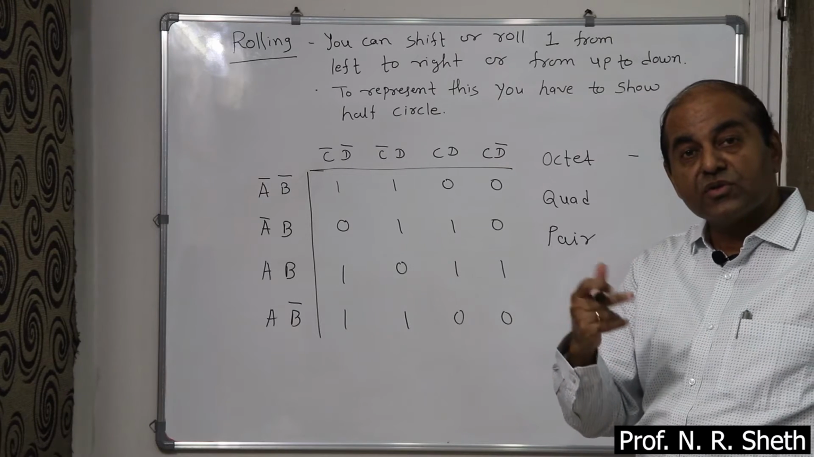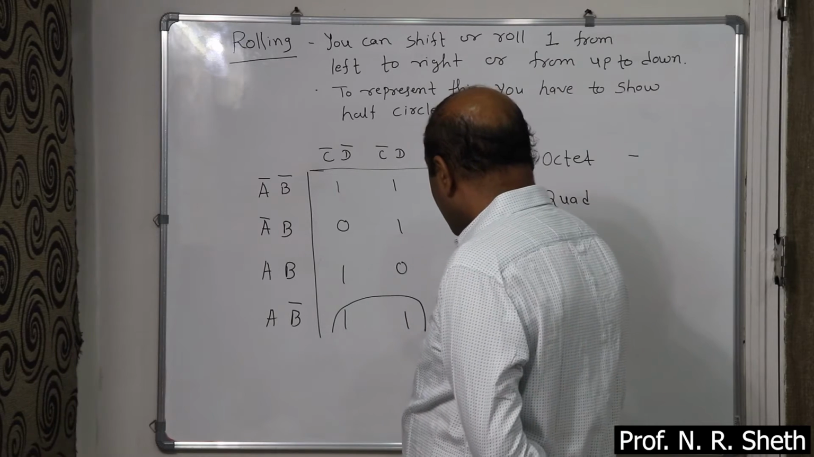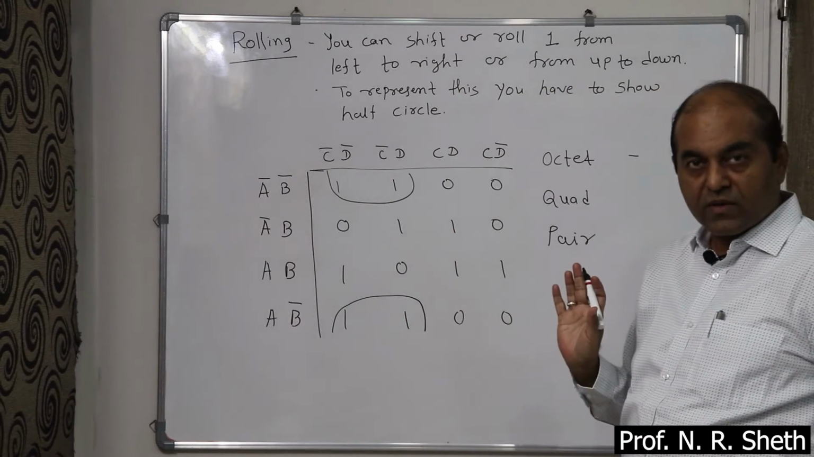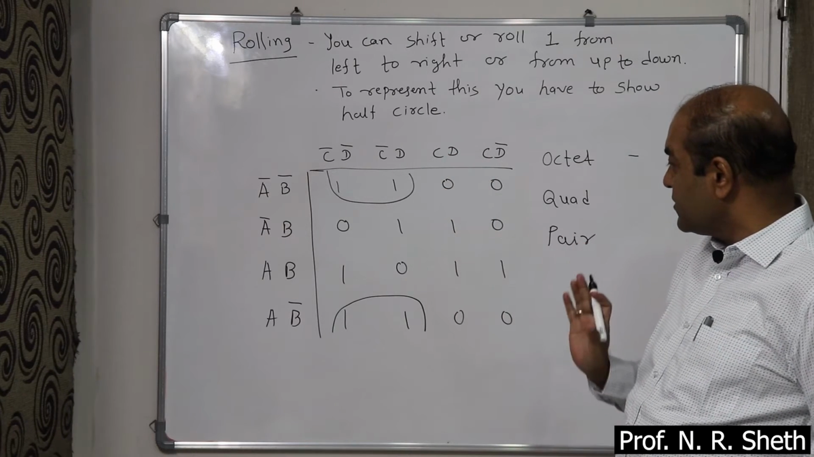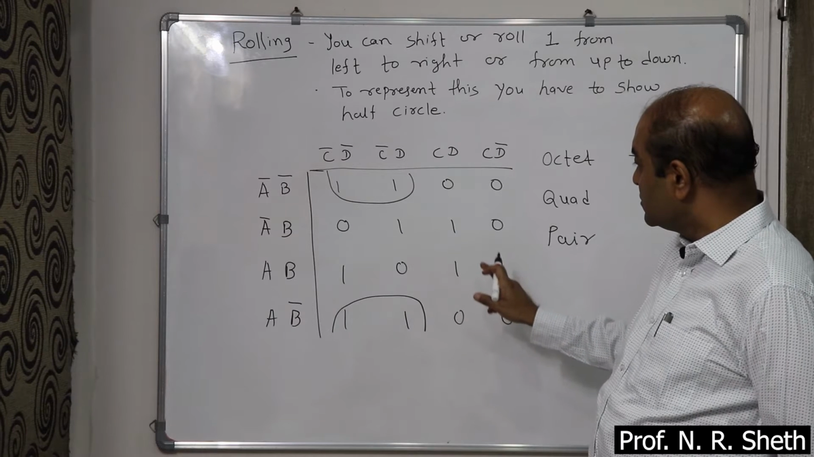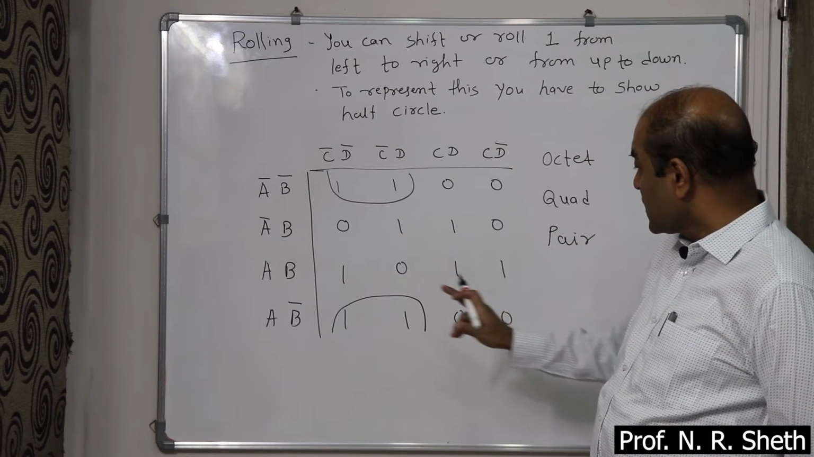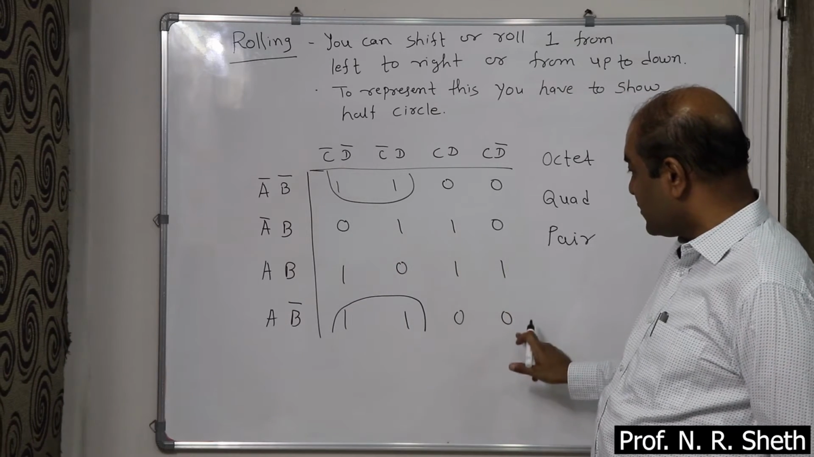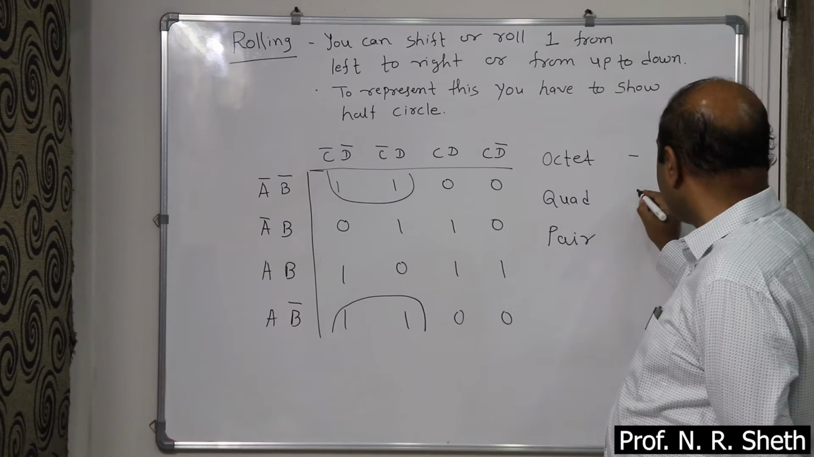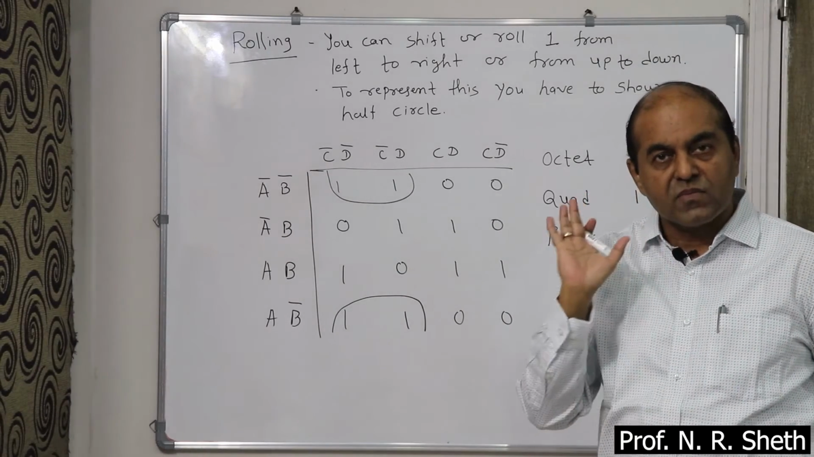But if we use the property of rolling, then it exists. 1 and 2. Okay. So we have 1 quad. Now 1, 2, 3, it's not possible. 1, 2, 3, 4, that is also not there. So we finally say that we have only one quad.